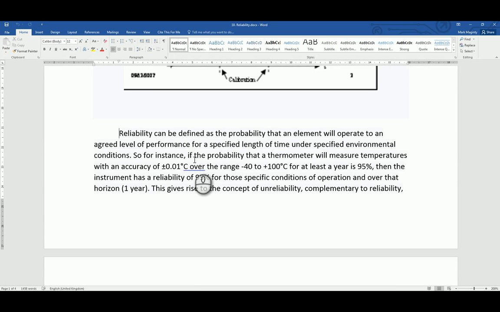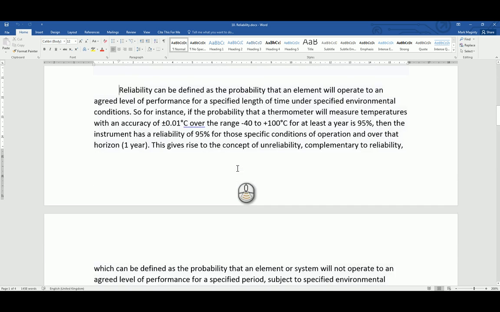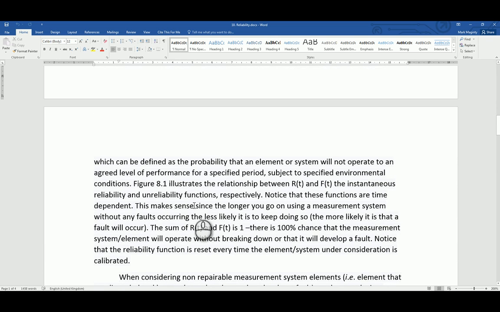So you can see that the reliability and also the availability, which we'll see later on, is measured as a time period of a year for those specified conditions of operation and over that horizon of 1 year. This gives rise to the concept of unreliability, which is the complement to reliability, obviously, which can be defined as the probability that an element or system will not operate to an agreed level of performance for a specified period, subject to specified environmental conditions.